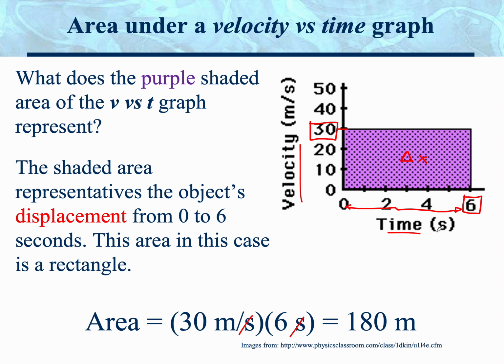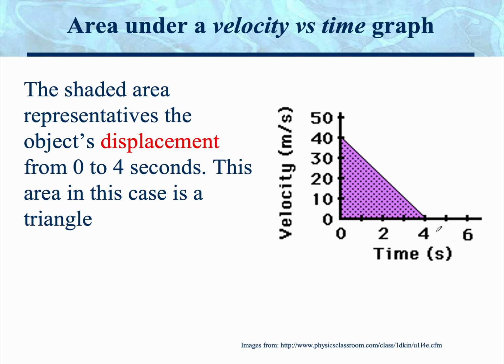Does it mean this object's at 180 meters when we get done at 6 seconds? No, it all depends on where it started. If it started at 10 meters, it'll be at 190 meters away from where it started, or the origin. In this case, this again represents the displacement of this object.